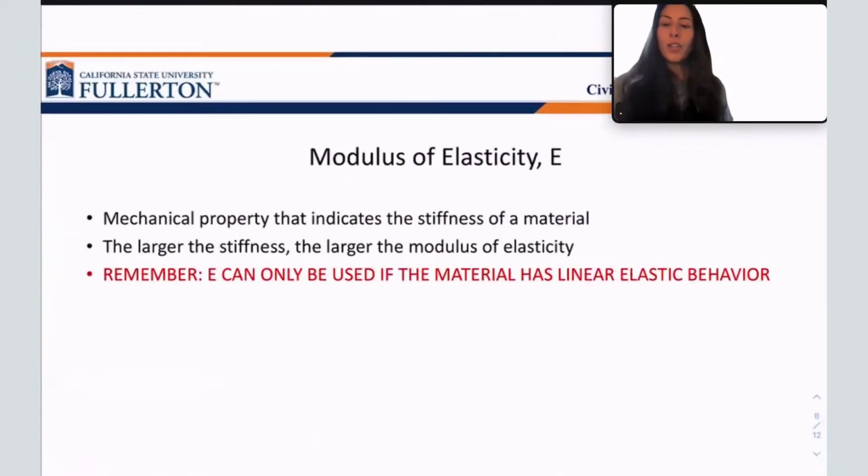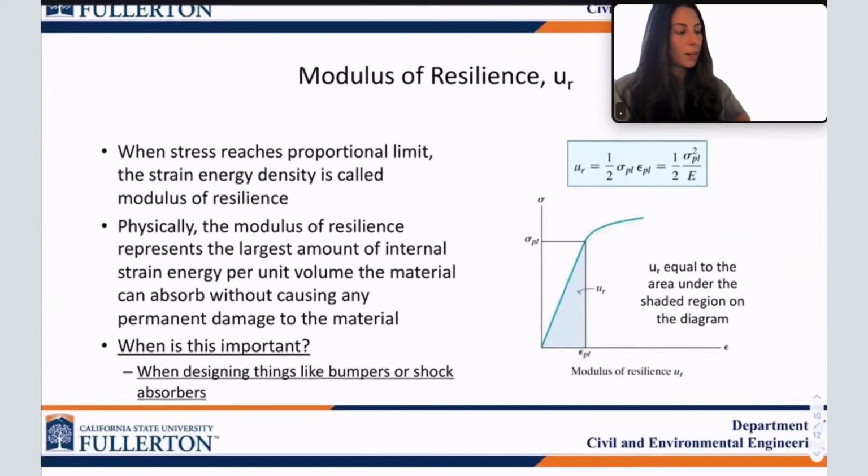Okay. Modulus of elasticity, we already talked about. This is the slope of your stress strain diagram. And remember, this can only be used for linear elastic behavior. We have two things that I want to cover last. Modulus of resilience. I've put the formula for the modulus of resilience here for you. But basically, when the stress reaches the proportional limit, the strain energy density is called the modulus of resilience.